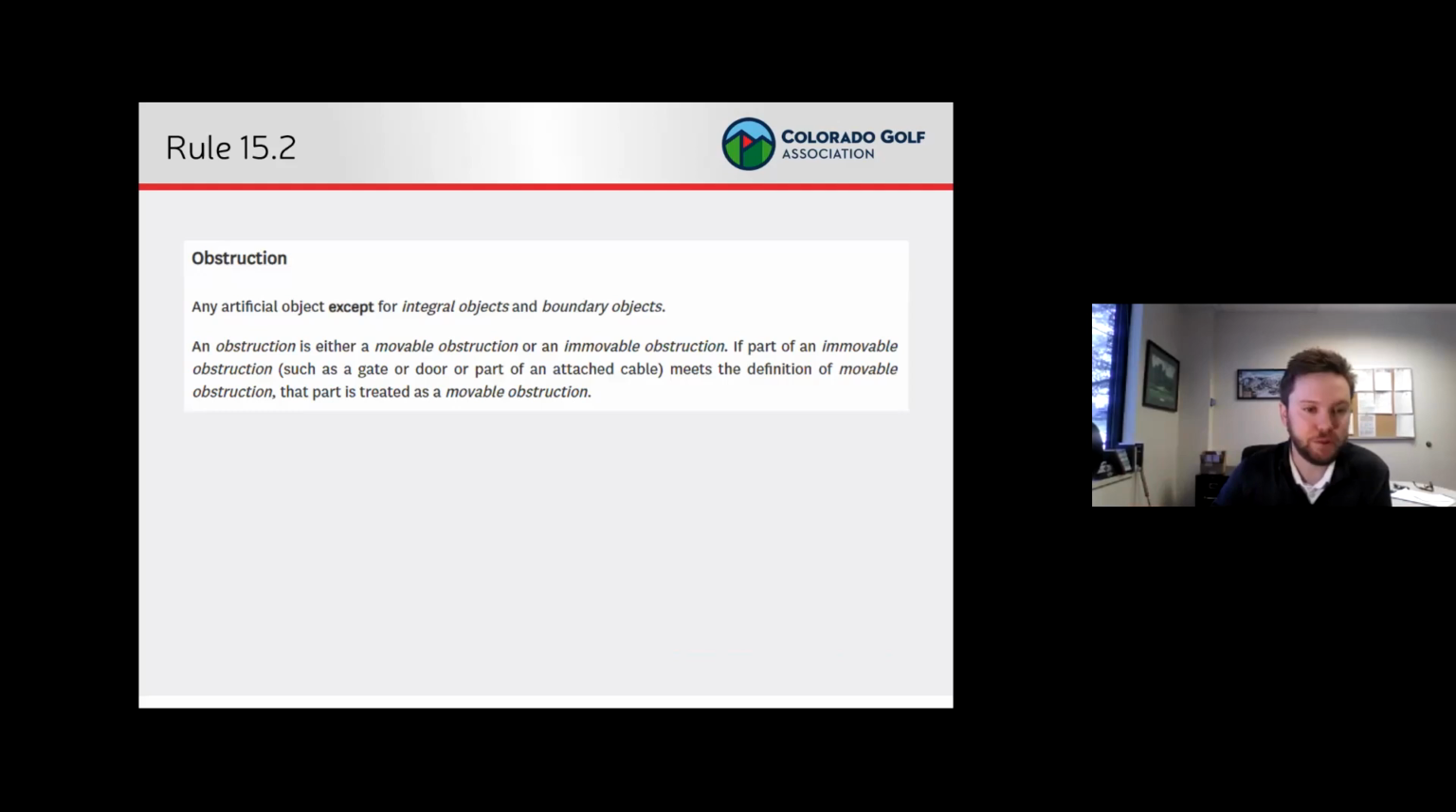If part of an immovable obstruction, such as a gate or door or part of an attached cable, meets the definition of a movable obstruction, that part is treated as a movable obstruction. Again, most important thing here is artificial object, right? An obstruction is man-made. That's the way to look at it. These do not occur naturally in nature. These are something that we as people put on the golf course or made or built or did something with, and we'll see an example of that.